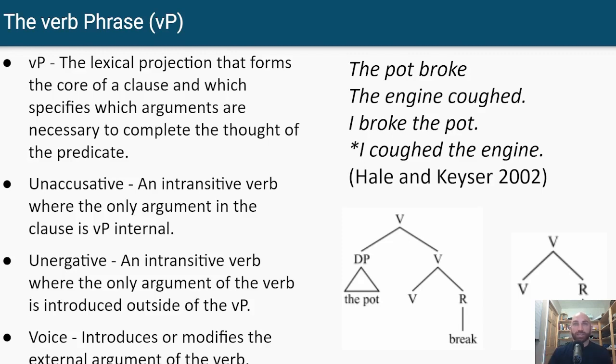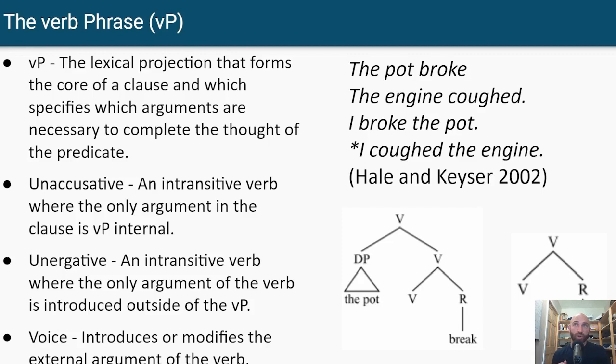So again, let's just look at this. In the pot broke, we have an argument, the pot, of the verb break. Now, I can add an extra argument, I. This is an agent in this sentence. I broke the pot. The standard analysis is that the agent is introduced by voice, active voice. So active voice will introduce this extra argument, and that allows this alternation, right? We have one argument from voice, one argument from the verb itself, from break.